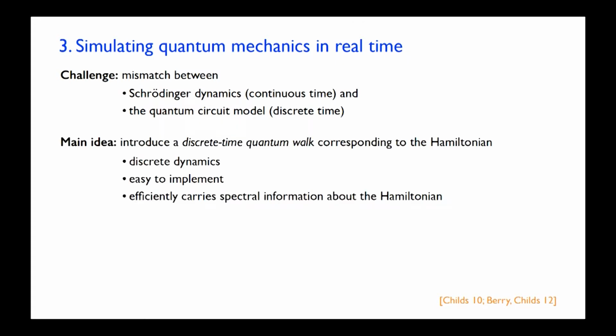But it is, in fact, possible, and a way of doing this is to introduce an operator called a discrete time quantum walk that corresponds to the Hamiltonian, which, because it's a discrete time process, has discrete dynamics that are easy to implement in this circuit model. You can really implement it well in the model where we want to work. But it efficiently carries the spectral information about the Hamiltonian that we need in order to give an efficient simulation. And so using this idea, we can give an algorithm which has complexity which is linear in t, and if you look at the dependence on epsilon, it goes like 1 over the square root of epsilon. So it solves this problem of understanding the dependence on t.